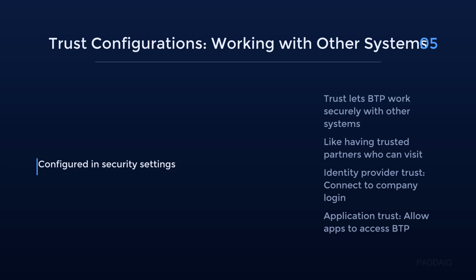Configured in security settings. This means you set up trust relationships where SAP BTP securely connects to external systems like identity providers. For instance, allowing employees to log into your BTP app using their corporate Microsoft 365 credentials. This centralized setup ensures all access is managed safely and consistently.